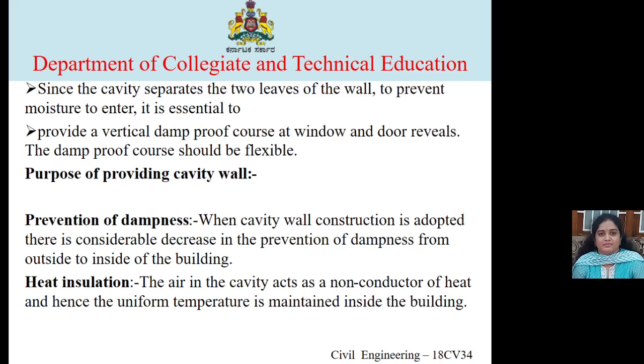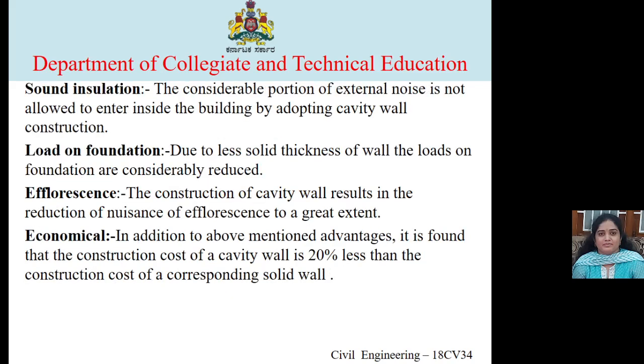The second one is heat insulation. The air in the cavity acts as a non-conductor for heat, and hence a uniform temperature is maintained inside the building. And next is sound insulation. A considerable portion of the external noise is not allowed to enter the inside of the house by adopting the cavity wall construction. And load on foundation: due to the less solid thickness, because you kept a hollow in the wall, the load on the foundation is considerably reduced. So that's what I said earlier. The thickness also is reduced a little bit because you kept the gap hollow.